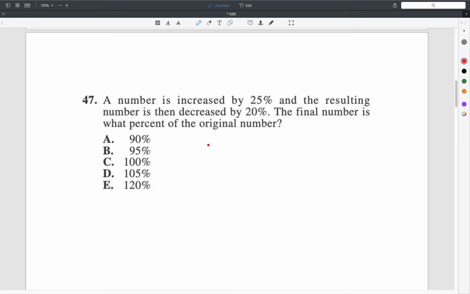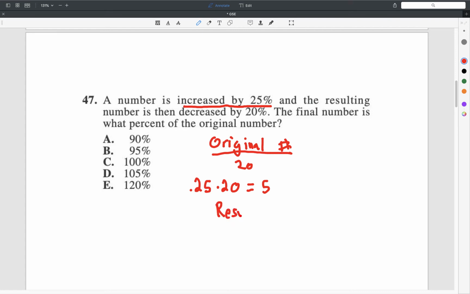Let's make it 20. So the original number is 20. And we are increasing that original number by 25%. So let's find 25% of 20. Well, that equals 5. And if we're going to increase 20 by 5, our resulting number is going to be 25.